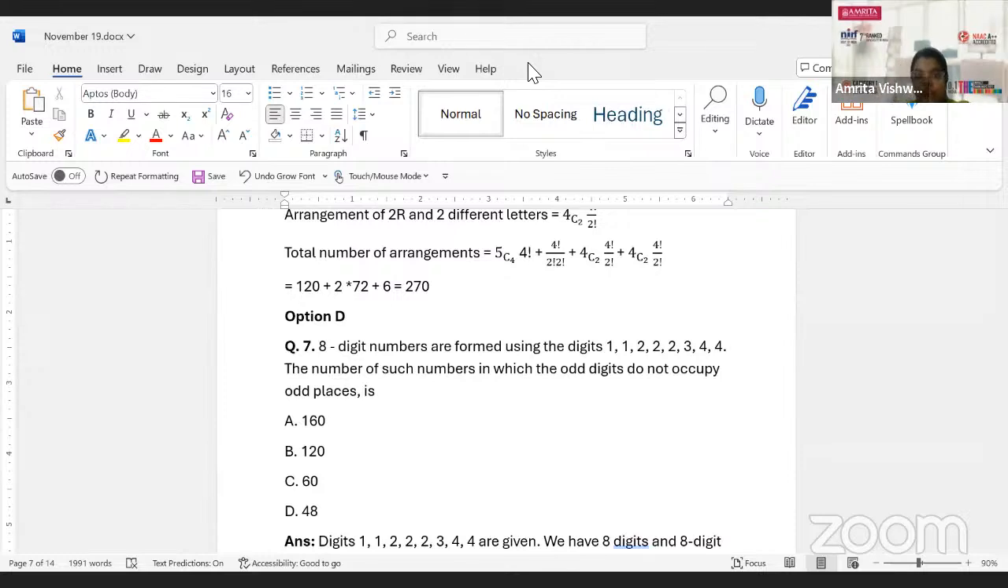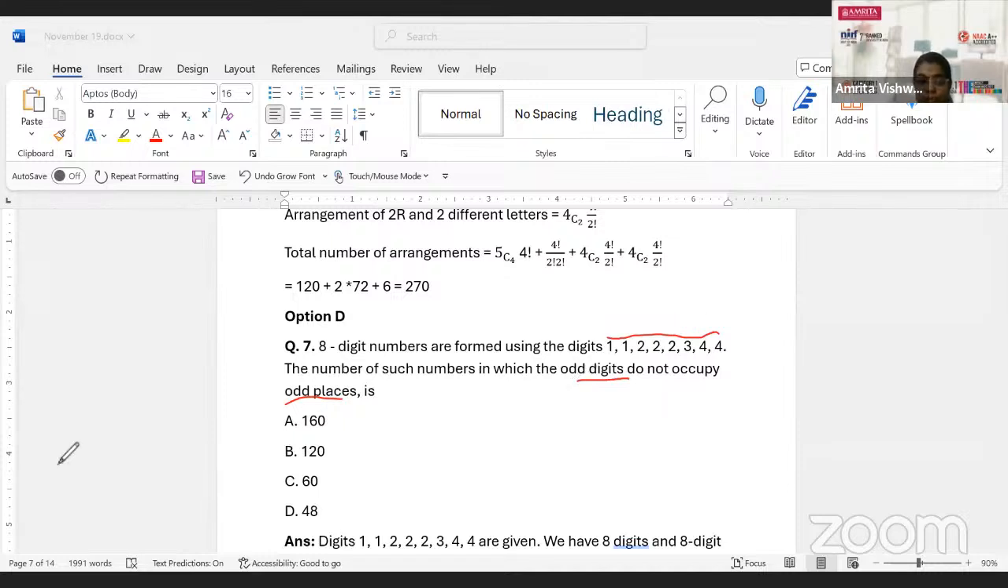So here, 8-digit numbers are formed using these letters. The same question repeats with different letters. It will be something like 111, 222, then maybe 33, 11, maybe 2222, 44. Every time there is a small or slight change that you have to make. So here the question is the number of such numbers in which odd digits do not occupy odd places. 8-digit numbers are formed using these digits. You have 2 ones, 3 twos, 1 three, and 2 fours.